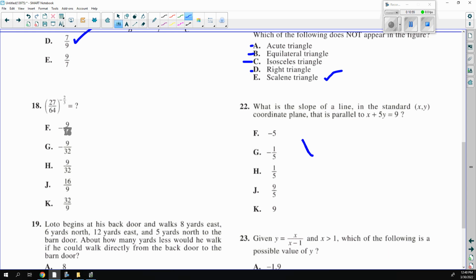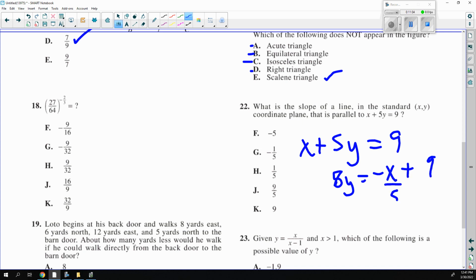Slope is solved for y. It's fun to play at the y equals mx plus b. And the slope is negative 1/5 next to the x, answer G.